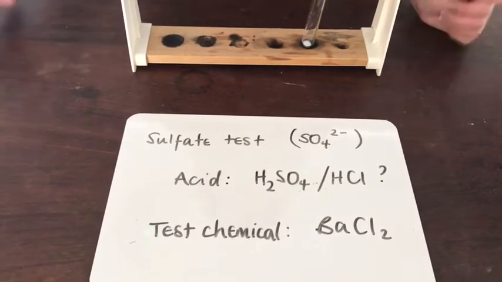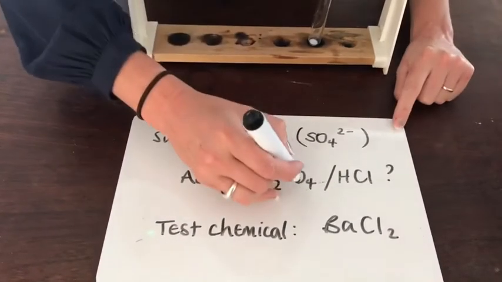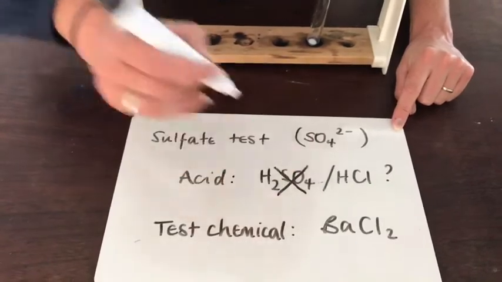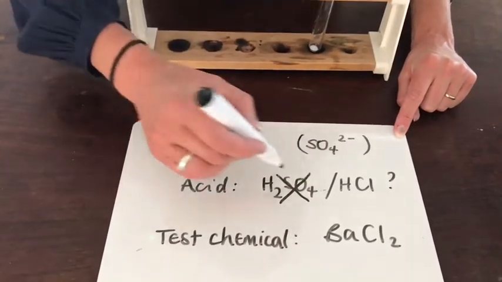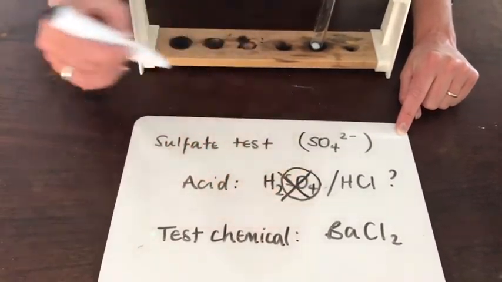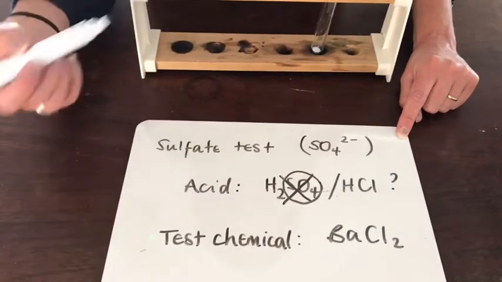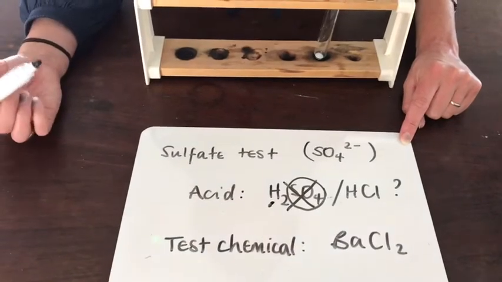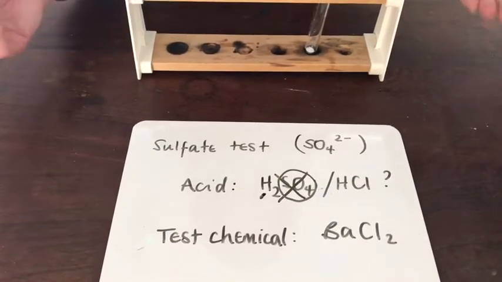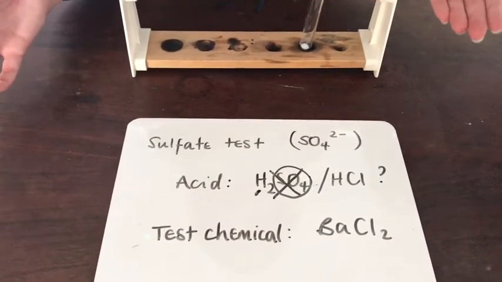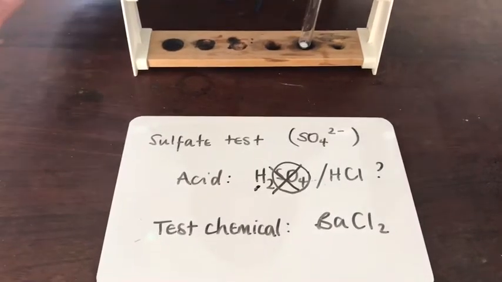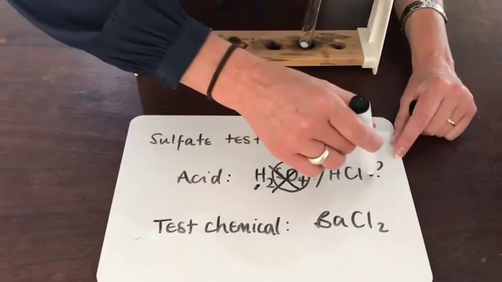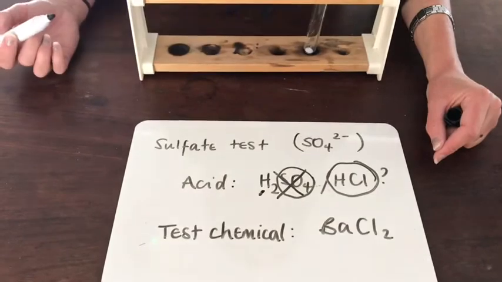Okay, now the answer is the sulfuric acid would be the terrible choice. And the reason is sulfuric acid itself contains sulfate ions. So if I'm trying to test for sulfate ions and I put them in myself for making a poor choice of acid, of course I'm going to find sulfate ions because I contaminated my own test. So really the one that I want to use is the hydrochloric acid. That would be my good choice.